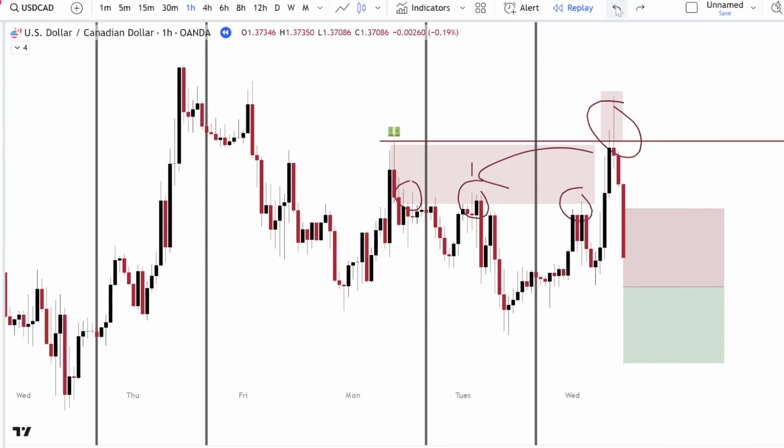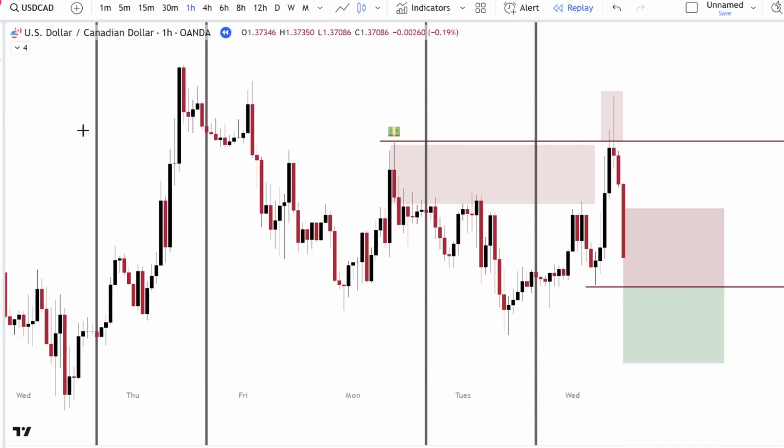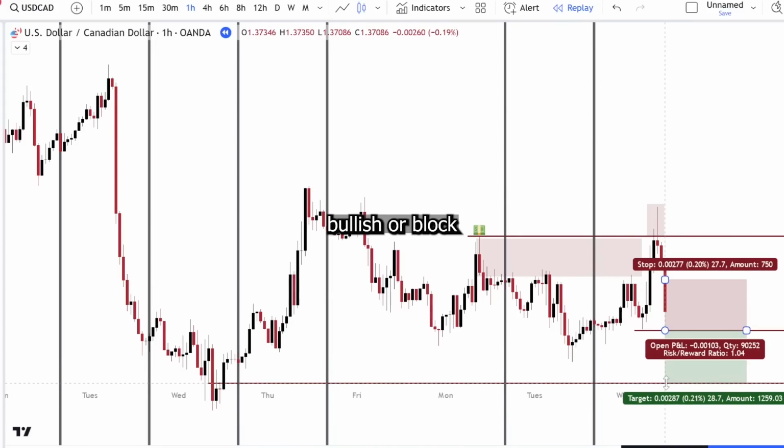So what you'd want to do is, once price breaks this level, you are in a buy position. And your stop loss would be your next level of rejection, which would be this extreme bearish bullish order block.